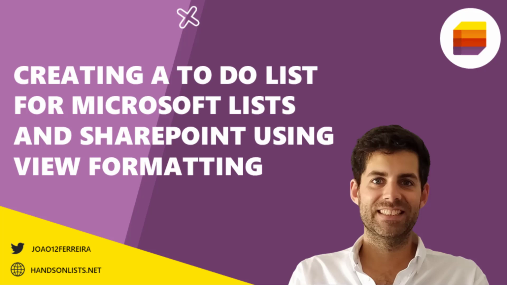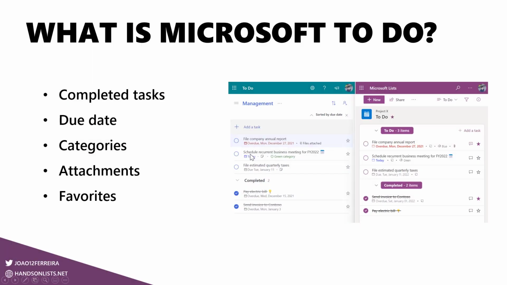So, for those of you that are not familiar with Microsoft To Do, here is a brief description of what To Do does. It's a simple tool that allows you to add your tasks, complete them, set due dates, categorize them, add attachments, and mark them as favorites to move them all the way to the top of your list. So this is what I'm aiming to implement using Microsoft Lists.